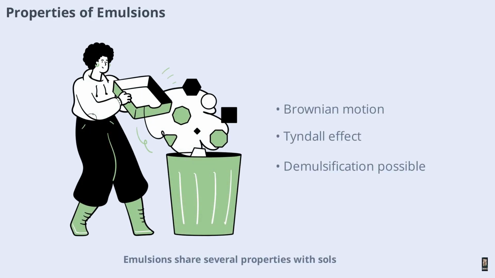Emulsions share several properties with sols, such as Brownian motion and the Tyndall effect. They can also undergo demulsification, where the two liquids separate into distinct layers. This can be triggered by heating, freezing, centrifugation, or adding electrolytes. Understanding these properties is essential for maintaining the stability and effectiveness of emulsions in various products.